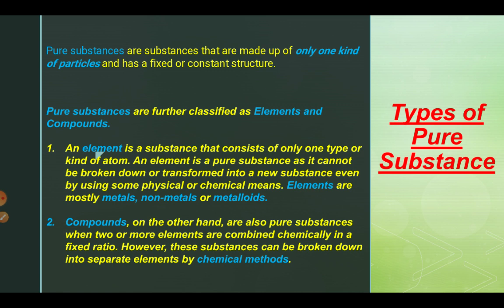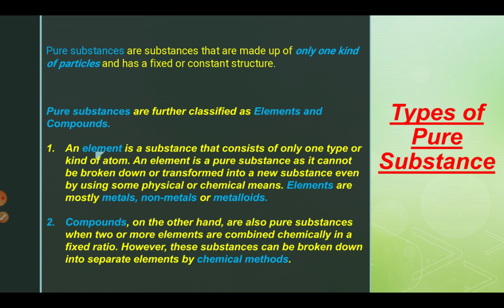So what are the types of pure substances we will study in this slide? First we will study what is a pure substance, that is important to know. Pure substances are substances that are made up of only one kind of particles and have a fixed or constant structure. Pure substances are further classified as elements and compounds.